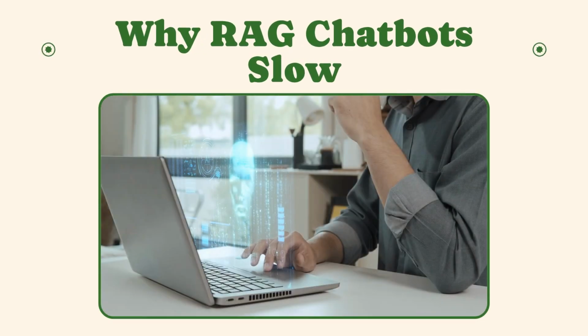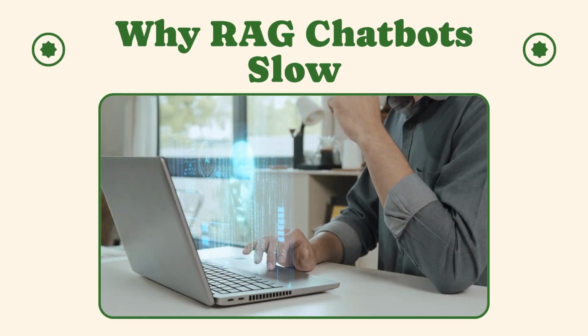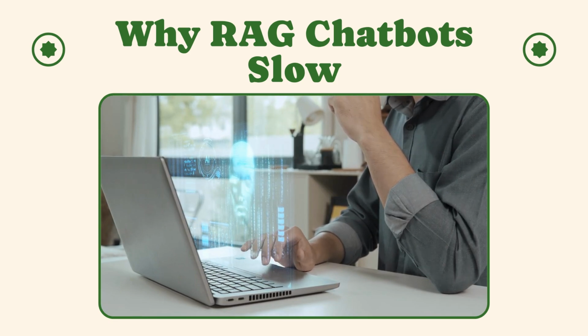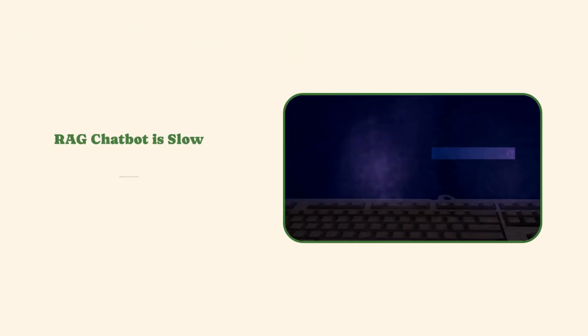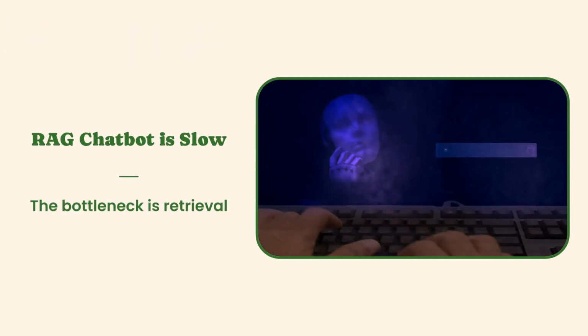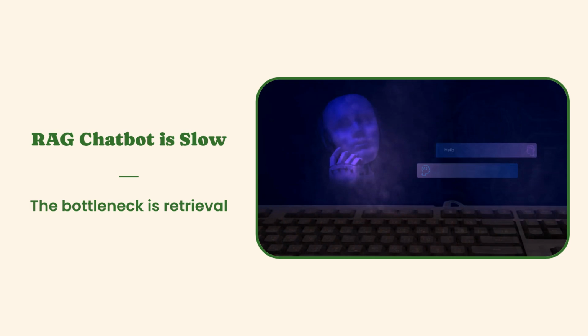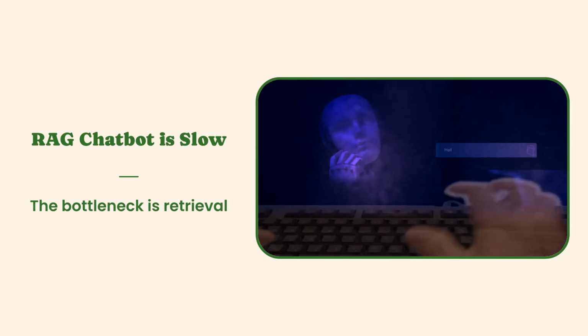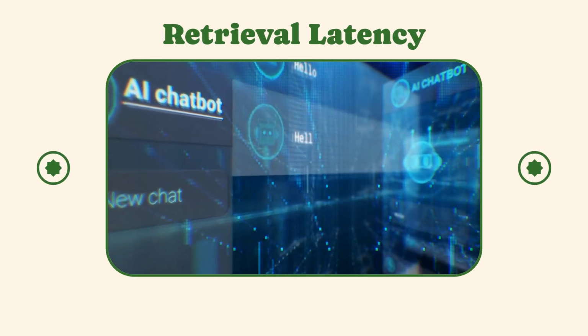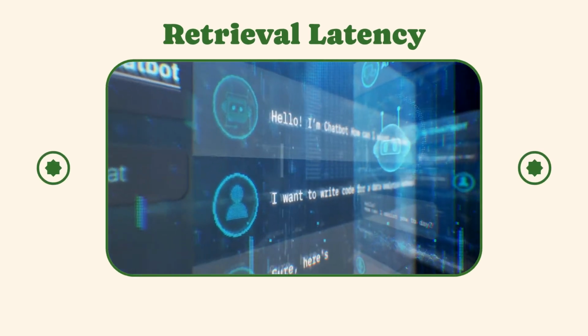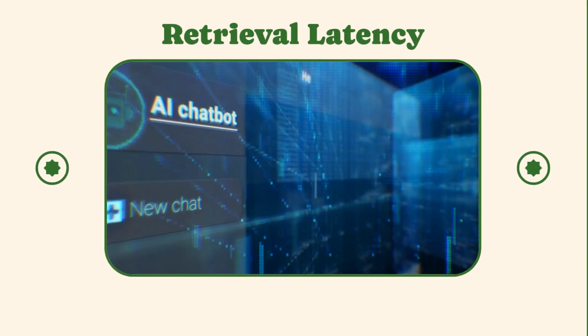If you've noticed your retrieval augmented generation, or RAG, chatbot slowing down, you're not alone. Let's explore why and how to fix it. If your RAG chatbot is slow, the bottleneck is usually retrieval. The large language model, or LLM, can only generate an answer after the system finds the right context. The core issue boils down to retrieval latency. How quickly can your system pull relevant information from your knowledge base?